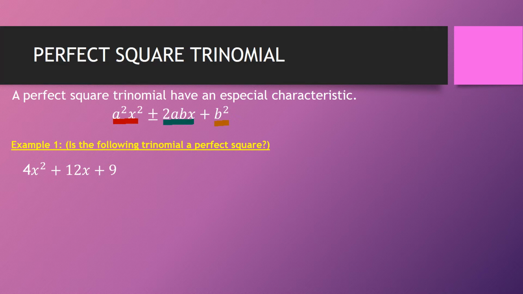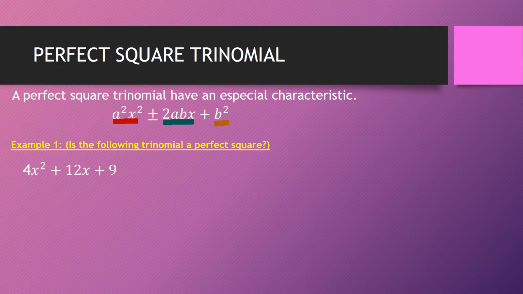To explain this better, I want to do one example. In my example, I have 4x squared plus 12x plus 9. I have a question in this example: is the following trinomial a perfect square? Remember the characteristics.